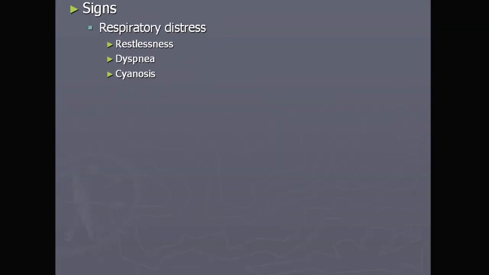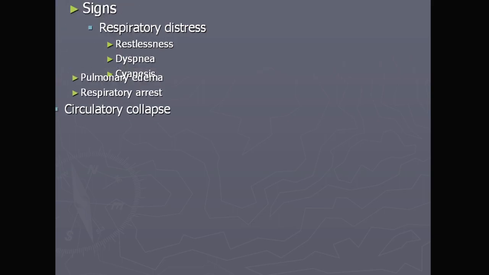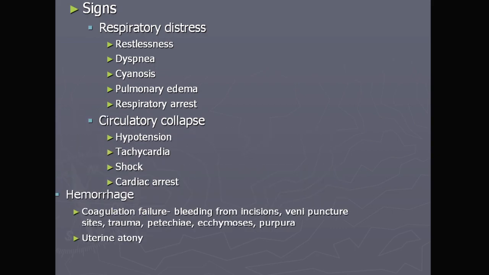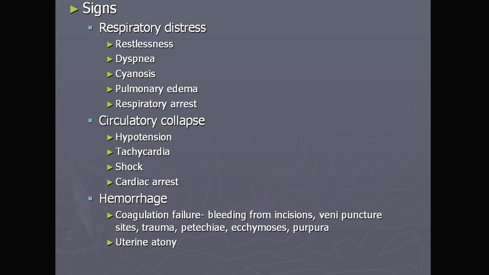Signs include respiratory distress like restlessness, dyspnea, cyanosis, pulmonary edema, respiratory arrest; circulatory collapse, including hypotension, tachycardia, shock, cardiac arrest; hemorrhage, coagulation failures, bleeding from the incisions, venipuncture sites, trauma, petechiae, ecchymosis, purpura, uterine atony.